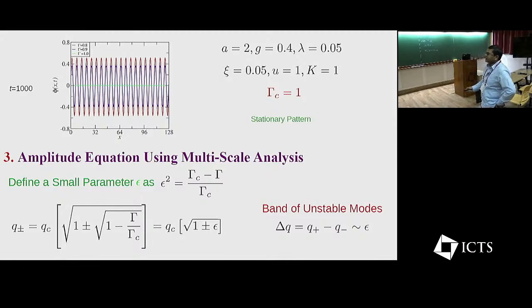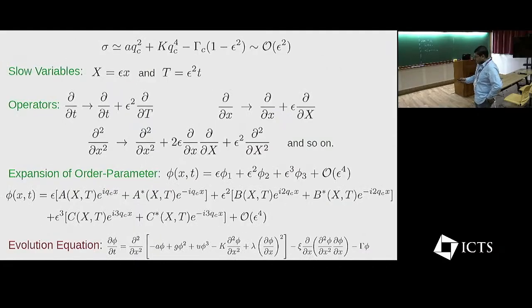Okay. Now in terms of epsilon, we rewrite our q plus minus. This is what we end up with, and the width of the unstable mode becomes proportional to epsilon. From the dispersion relation, we get sigma to be of the order of epsilon square. So using these two pieces of information, we write our slow variables capital X equal to epsilon x and T equal to epsilon square t. And then we rewrite our operator like this.